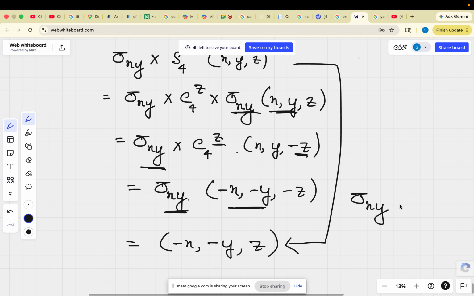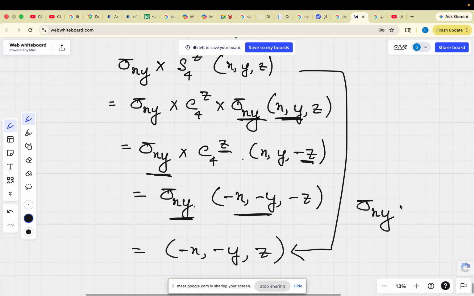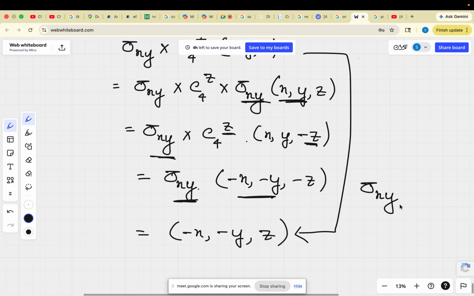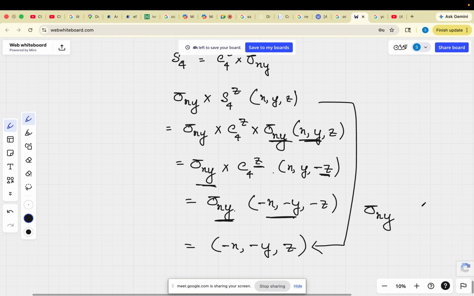Clear? So yeah, these are the things we have. Nothing left, I guess. C4Z, yeah, you will get the same thing. Okay, so these are the things we have. Symmetry operations, we have this multiplication.